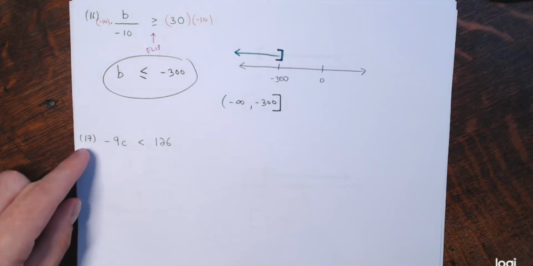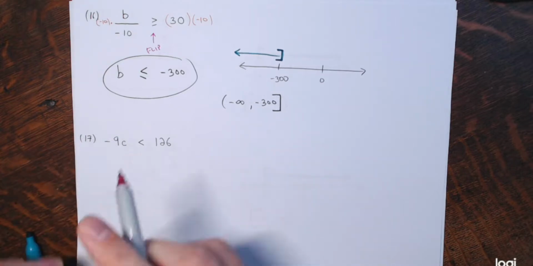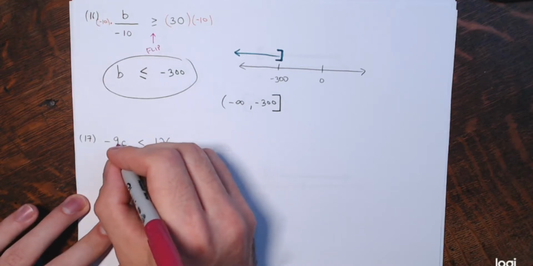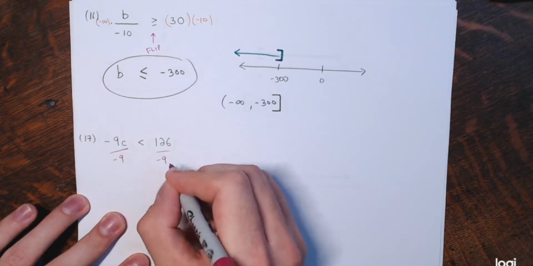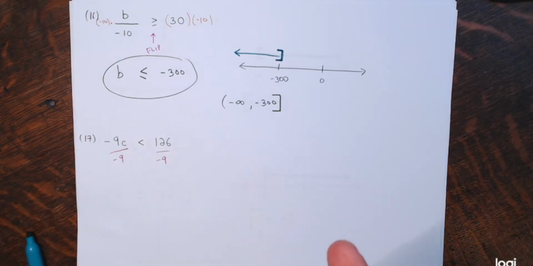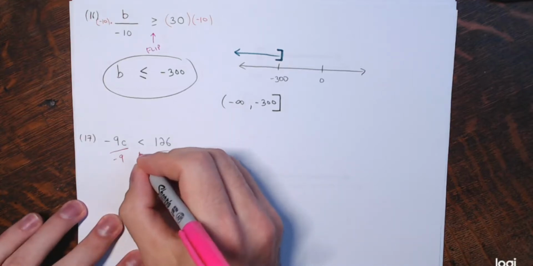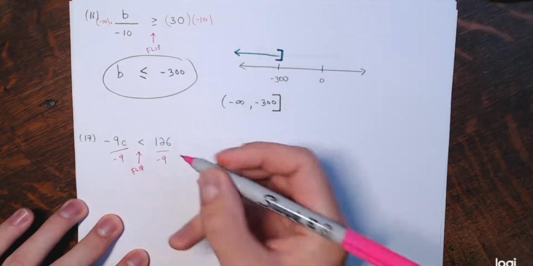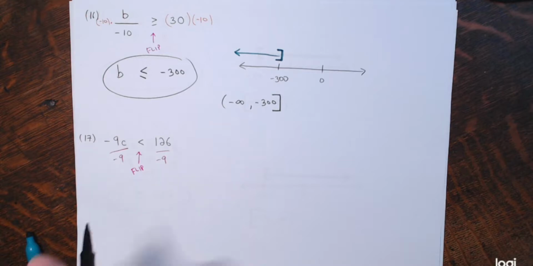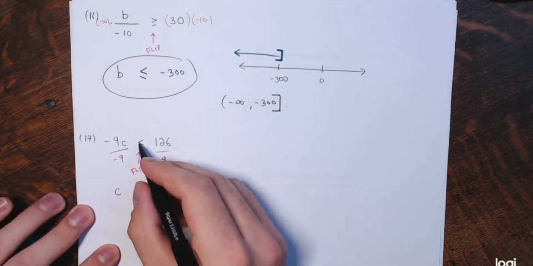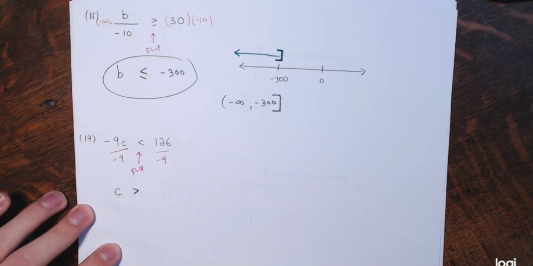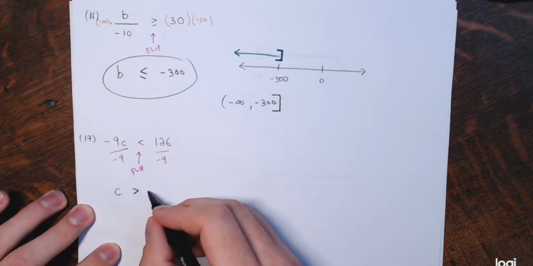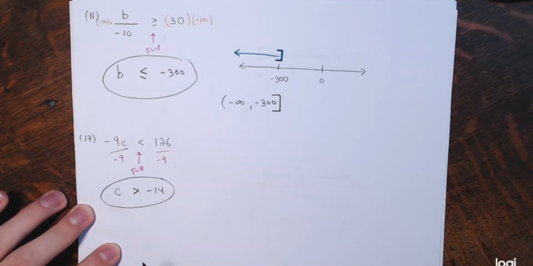Example 17. Again, I want this c alone. I need to divide, because it's being multiplied right now by negative 9, I need to divide by negative 9 and do it to the other side. And just as in the previous several examples, when you multiply or divide both sides of an inequality by a negative number, the direction of the inequality changes. We're going to flip that symbol. So on the left side I'll have c, and instead of is less than, is greater than. And then 9 goes into 126 14 times. This would be negative 14 then. And there we go.